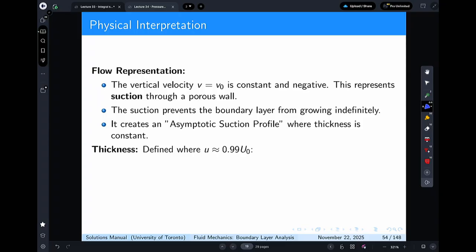So the vertical velocity is constant and negative, and it represents suction through a porous wall. So if you do graduate school, one of the things that you'll be stuck doing is a solution for a boundary layer over a porous wall. It's something that they have done for 100 years since Blasius graced us with solutions. And the suction prevents the boundary layer from growing indefinitely. What it does is essentially, as the flow goes over, it's being pulled down. It creates an asymptotic suction profile where thickness is constant, and delta is going to equal minus 4.6 mu over rho v naught.